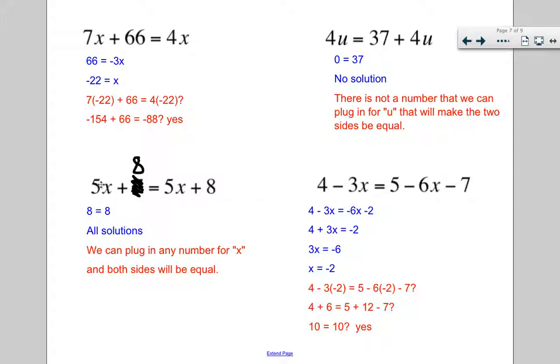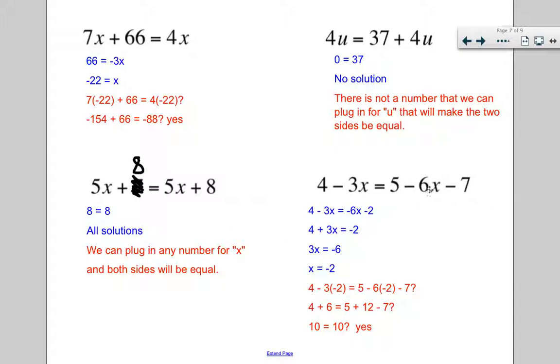If I take a number, multiply it by 5, and add 8, and then I take the same number, multiply it by 5 and add 8, I should get the same thing. I could put 1 in there, I could put 2 in there, I could put negative 1 million in there, and the sides will always end up being the same. I could put 0.79. So the answer here is all solutions. So please note these two. These are the special cases that people tend to get confused on.